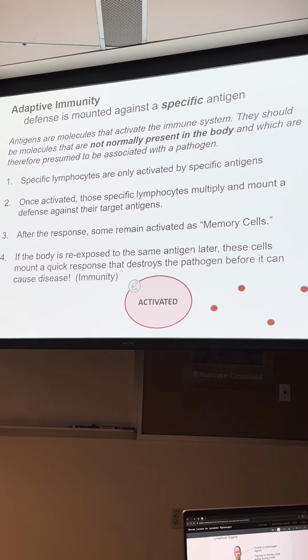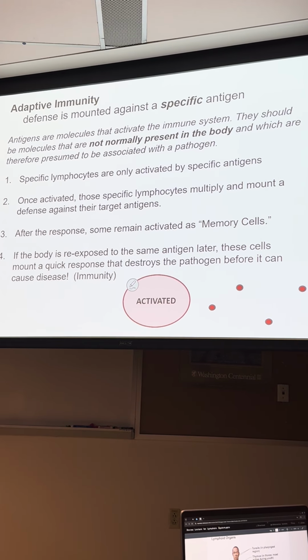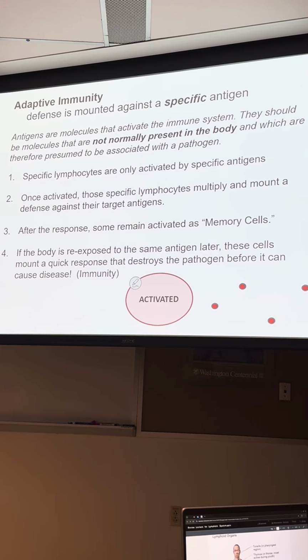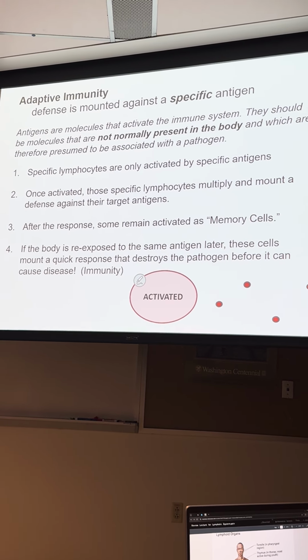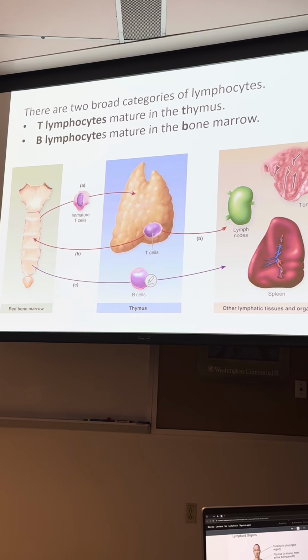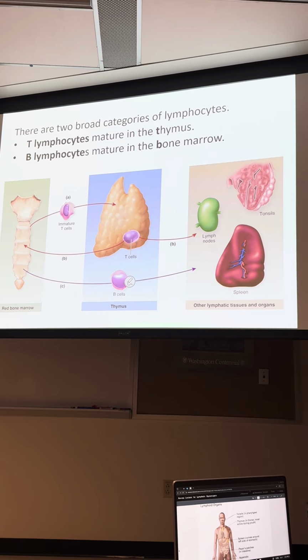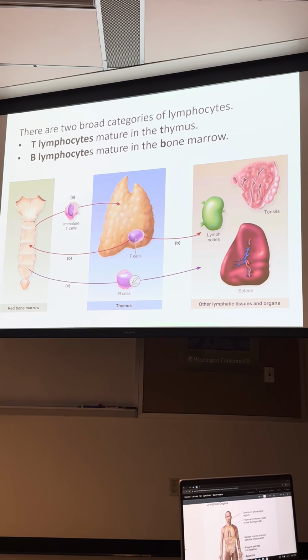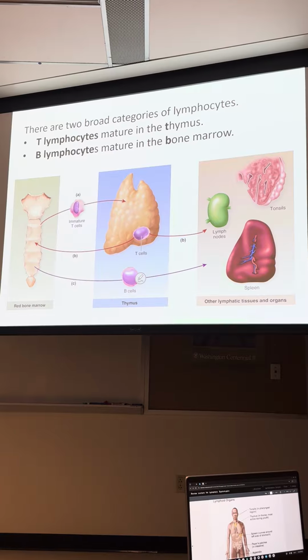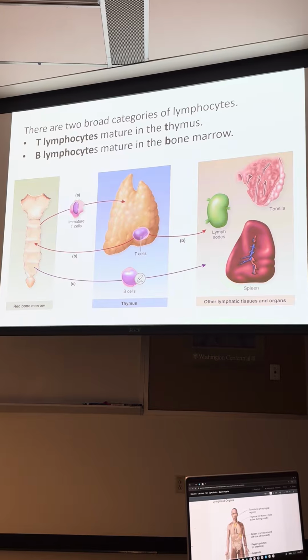So if the body is re-exposed to the same antigen later, it mounts a quick response, and it will destroy the pathogen before it can cause a disease. Okay, immunity. That's what it is: destroying the pathogen before it can cause a disease. Like very broad for this class, but we're going to stick with just these two.